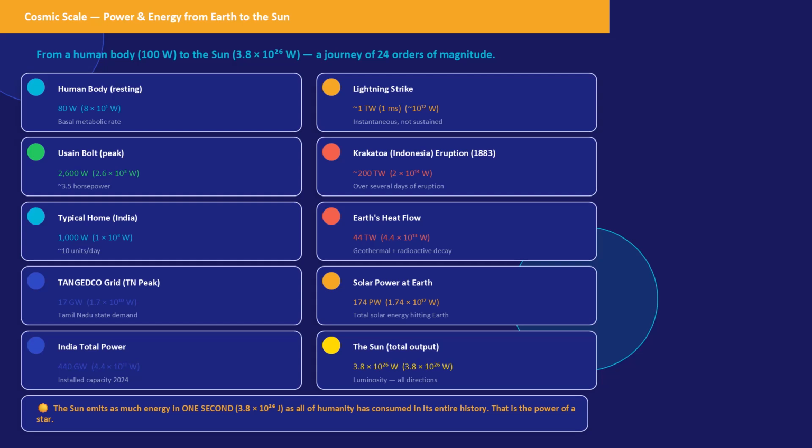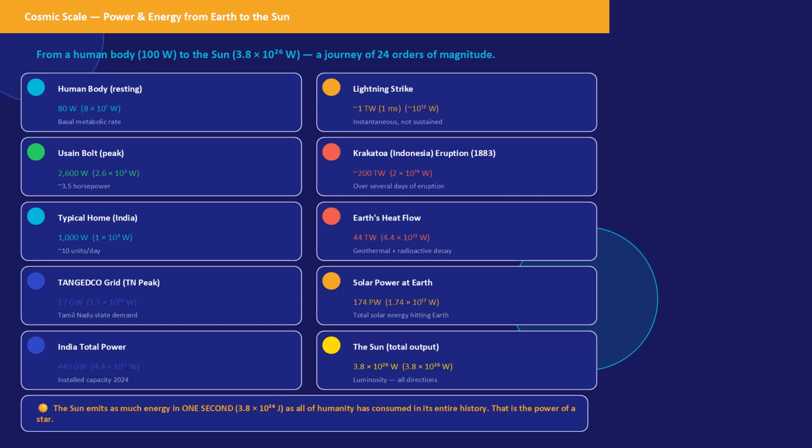The Krakatoa eruption of 1883 released energy equivalent to 200 terawatts sustained over several days. Earth itself radiates 44 terawatts of geothermal heat continuously. The sun radiates 3.8 times 10 to the power 26 watts in all directions simultaneously. Of this, Earth intercepts 1.74 times 10 to the power 17 watts, what we call the solar constant.